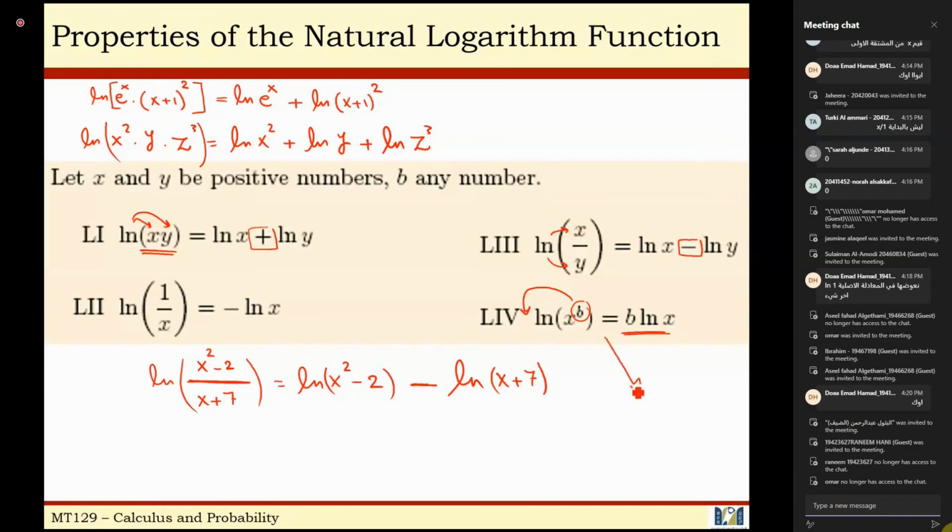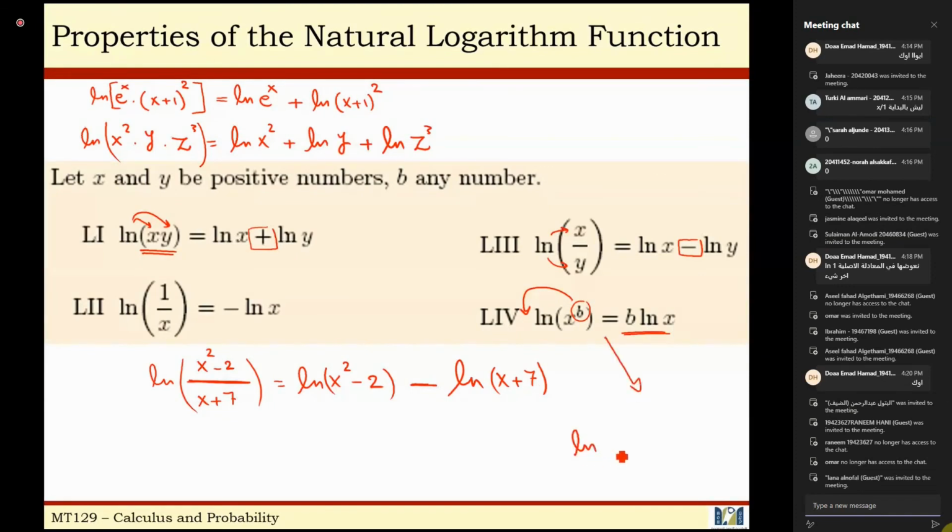Okay, an example for this: if we have ln x to the power 3, this equals 3 ln x. If we have ln (x minus 5) squared, we can put it as 2 ln (x minus 5), like this. So when we have a power, we can put it outside the ln and multiply by the ln. Okay.